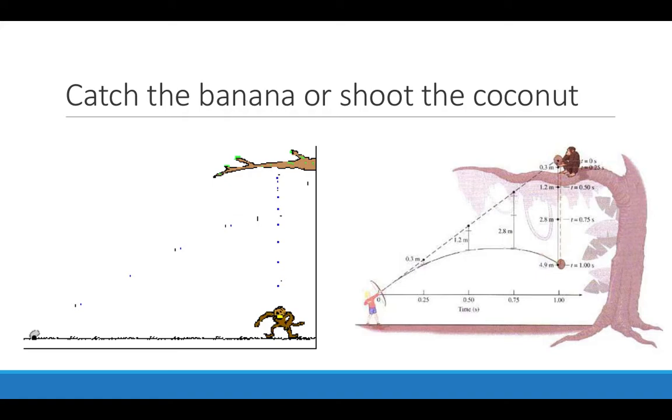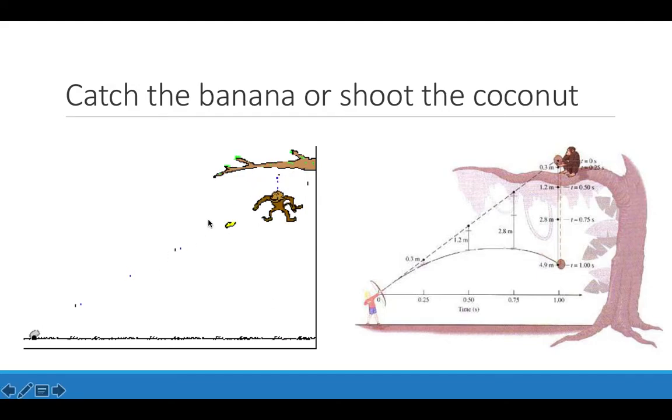So this animation is just trying to again show you that the horizontal and the vertical motions are independent. So I have a dart, or I guess it's a cannon that's shooting a banana. And it's shooting and it's aimed directly at the monkey, right? So it's aimed straight at the monkey. But as soon as that banana is released and shot, the monkey lets go of the tree.